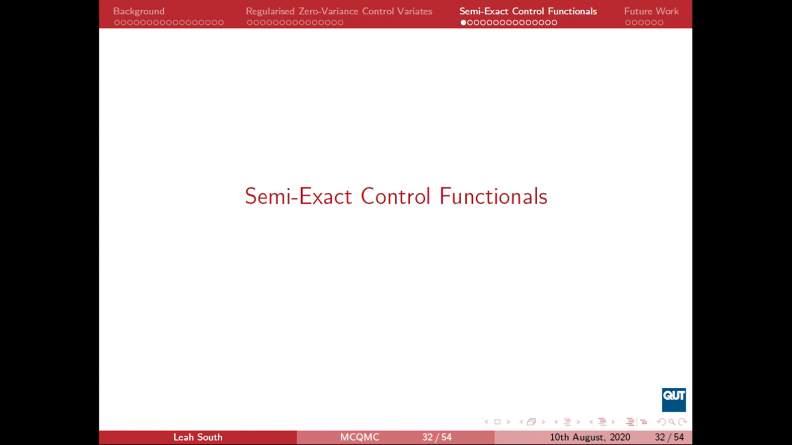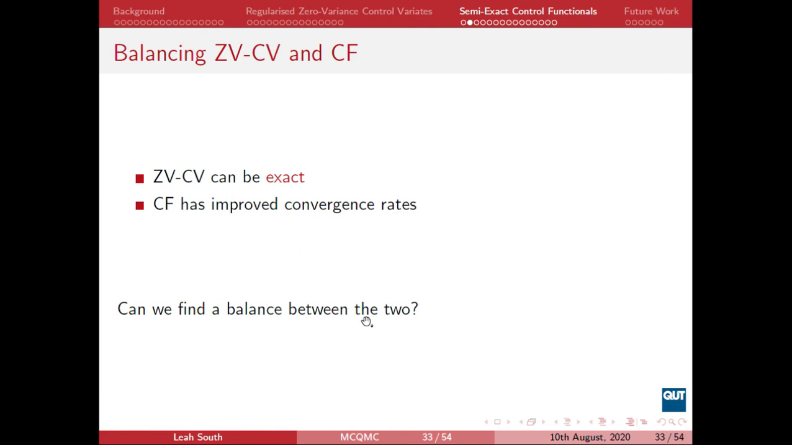The second part of this talk, the paper is called semi-exact control functionals, or the method is called that, sorry. And the idea behind that is we want to balance the performance of ZVCV with the performance of control functionals. So we know that ZVCV can be exact in those Gaussian targets and polynomial function settings, and control functionals has improved convergence rates. So can we find a balance between these two?